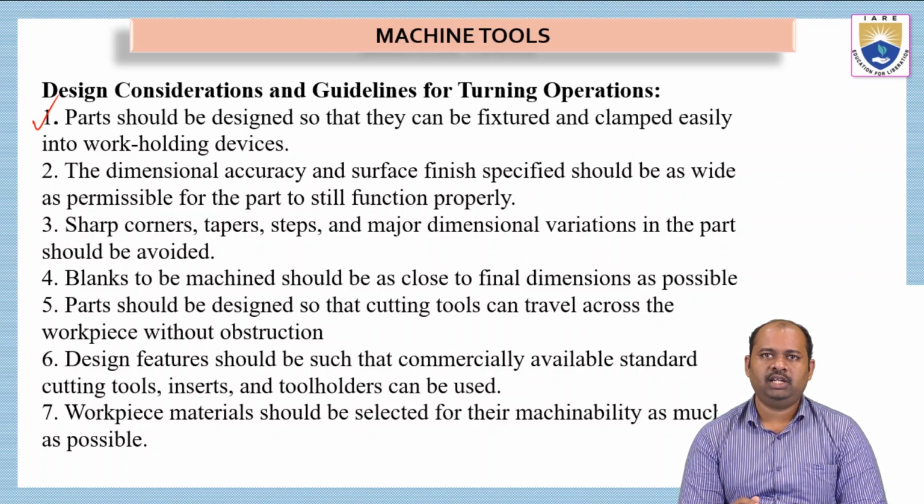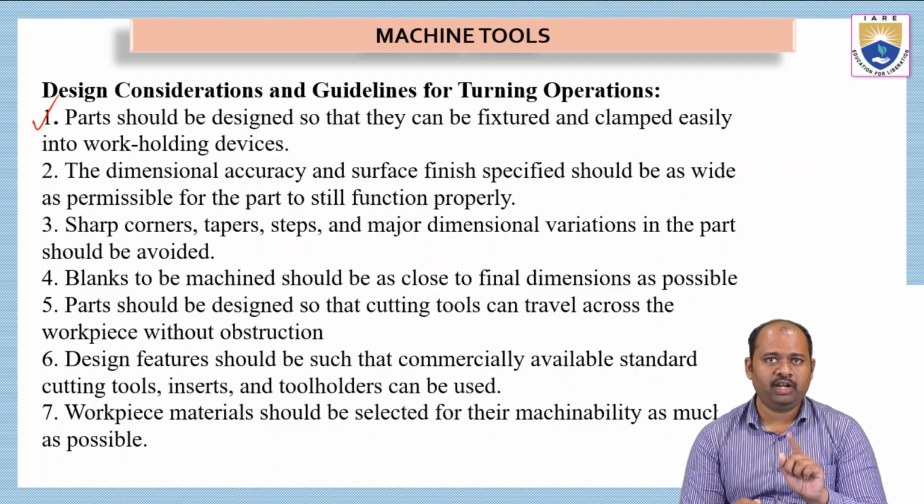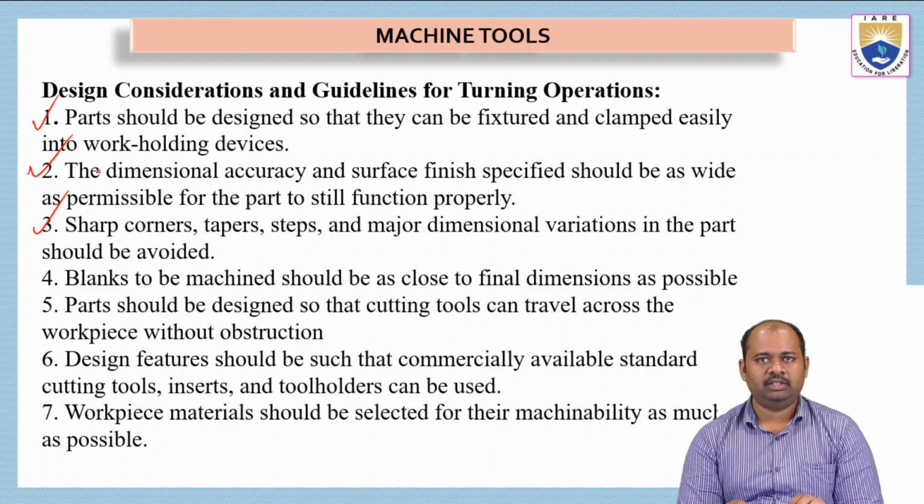And then the dimensional accuracy and the surface finish specified should be as wide as permissible for the part to still function properly. So this is the second point, where the dimensional accuracy and surface finish should also be kept in mind while selecting a particular lathe machine for the turning process. And then we have sharp corners, tapers, steps and major dimensional variations in the part should be avoided.